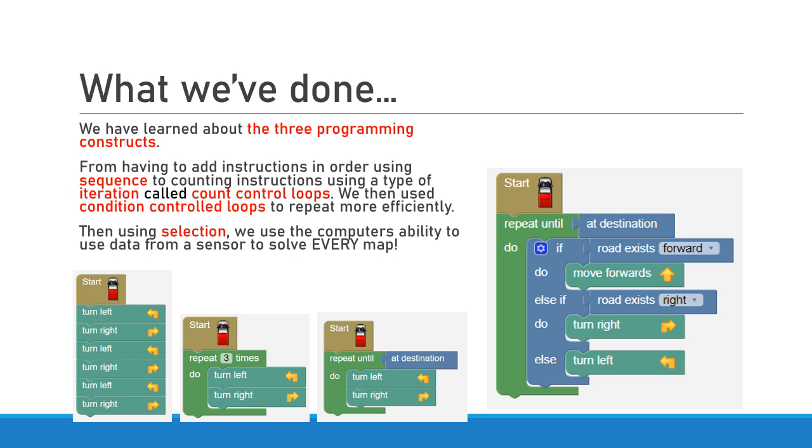But we've learned about all these three programming constructs, from having to add instructions in order using sequence to counting instructions using a type of iteration called count controlled loops. We then use condition controlled loops to repeat more efficiently. And then using selection, we were able to use computers and their ability to use data from a sensor to solve every problem that we had.